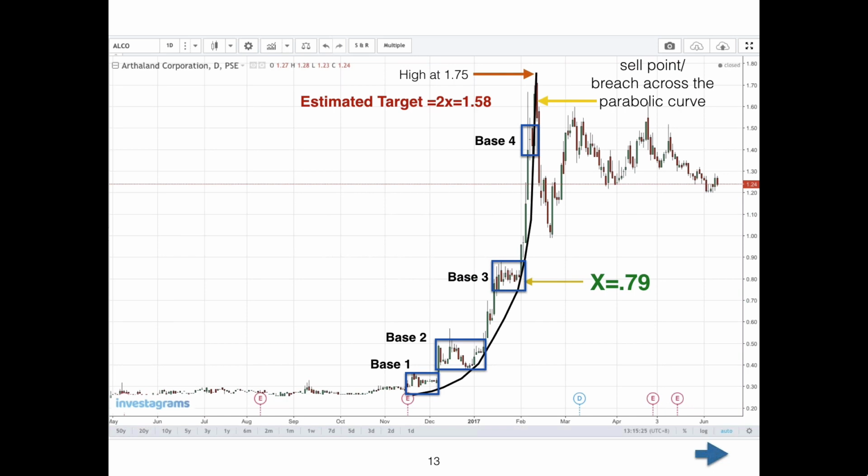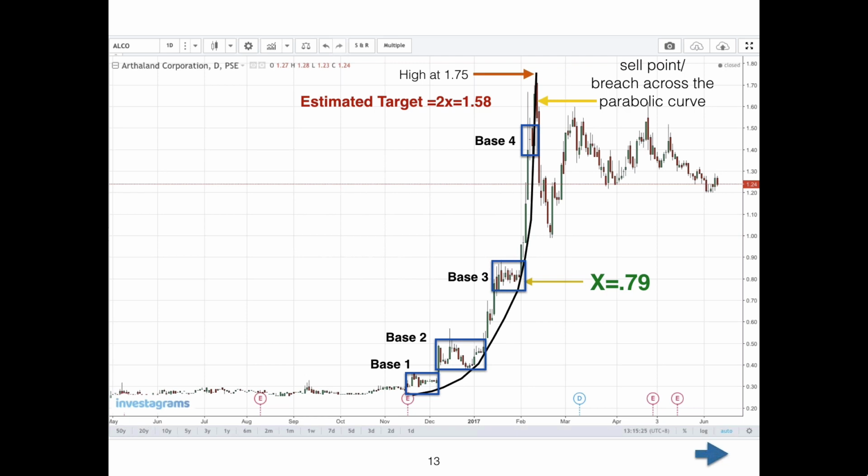Another security that had made strong parabolic moves is ALCO. Look how neatly the curves were drawn and how the basing out patterns became shorter in time period as price moved up the curve. This shortened time period for base 4 illustrates the FOMO concept, or the fear of missing out action of the market during parabolic movements. Price had doubled from its X at base 3 at 79 when it reached the high of 175.